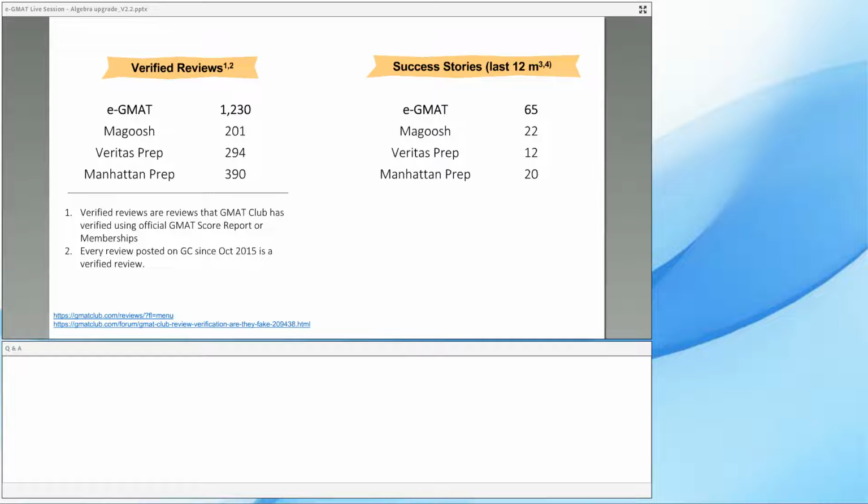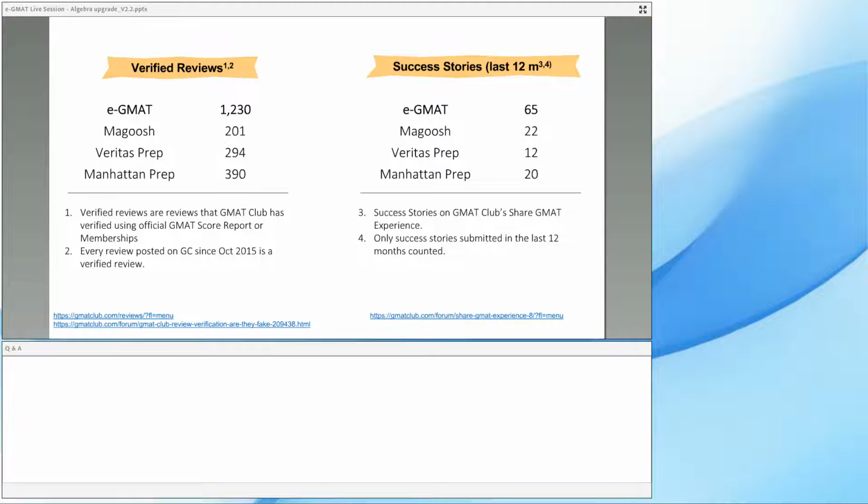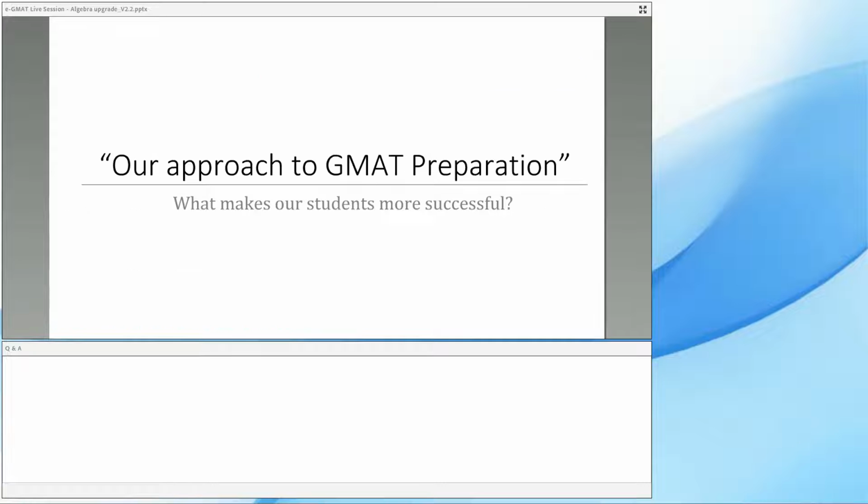Similarly, if you look at the number of success stories that have been written over the last 12 months, e-GMAT has been mentioned more frequently than each one of these, or all three of them combined. These are success stories on GMAT Club and the Share GMAT Experience forum, and you can go to the links below and verify the same.